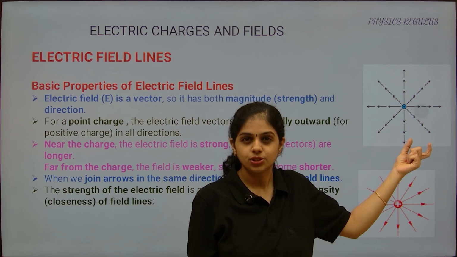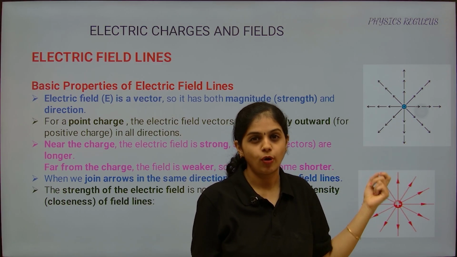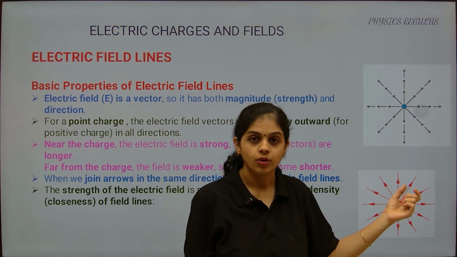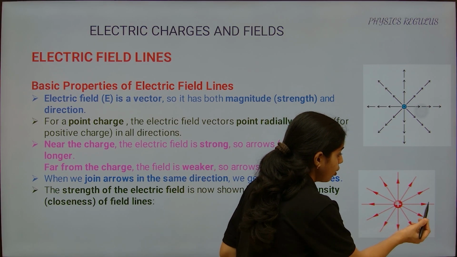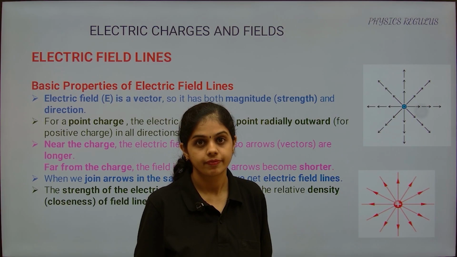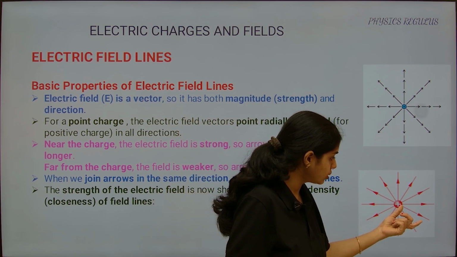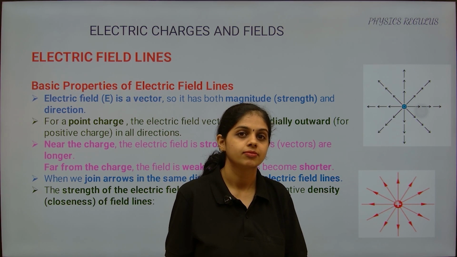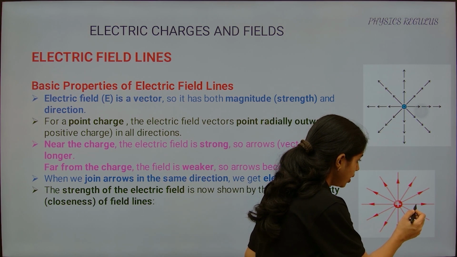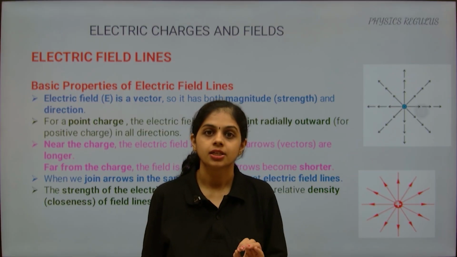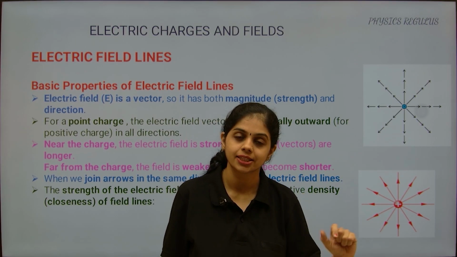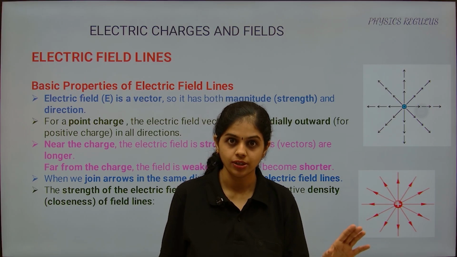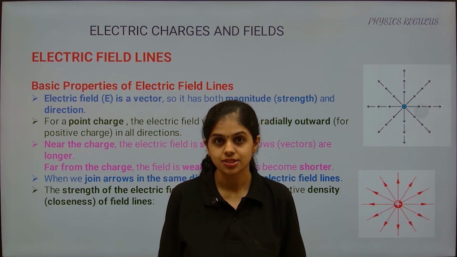But it is difficult to draw arrows at every point all the time. So instead of drawing countless arrows, we draw smooth line called electric field line. If we draw smooth line, how it represents direction of electric field? The tangent drawn at any point will represent direction of electric field at that point. For positive point charge, the direction is outward. For negative point charge, direction is inward.